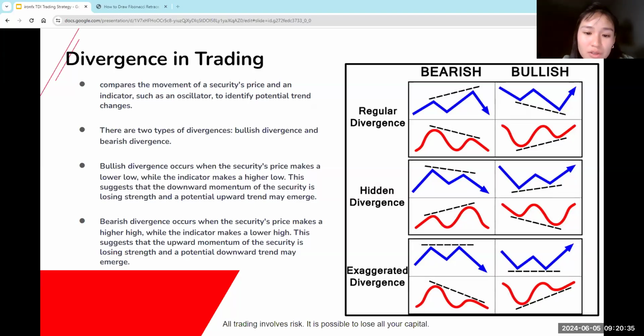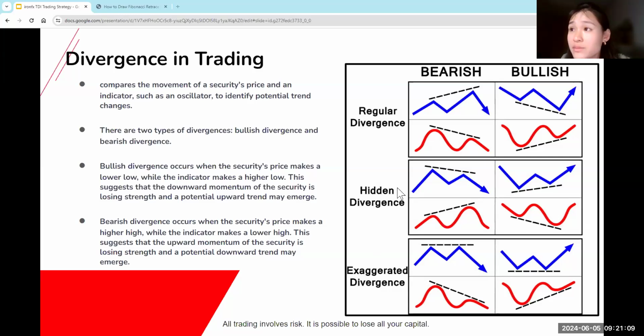Okay, let's briefly go through this. Divergence in trading is a technical analysis concept that compares the movement of the security's price and an indicator such as an oscillator to identify potential trend changes. There are two types of divergences, bullish and bearish. A bullish divergence occurs when the security's price makes a lower low, while the indicator makes a higher low.